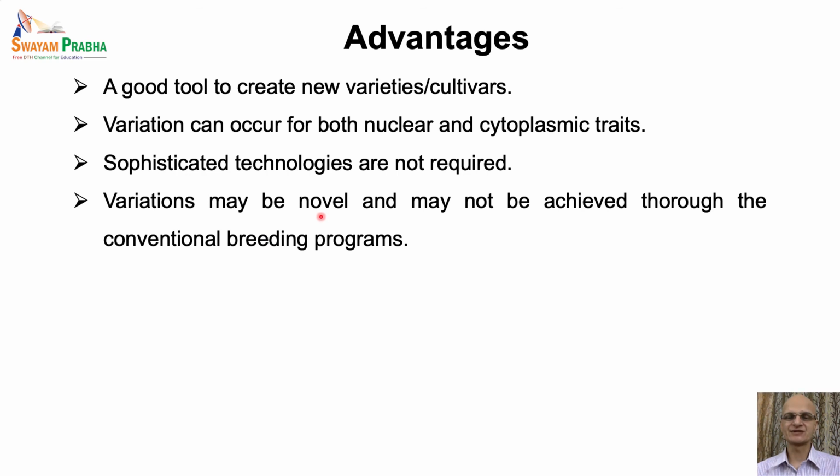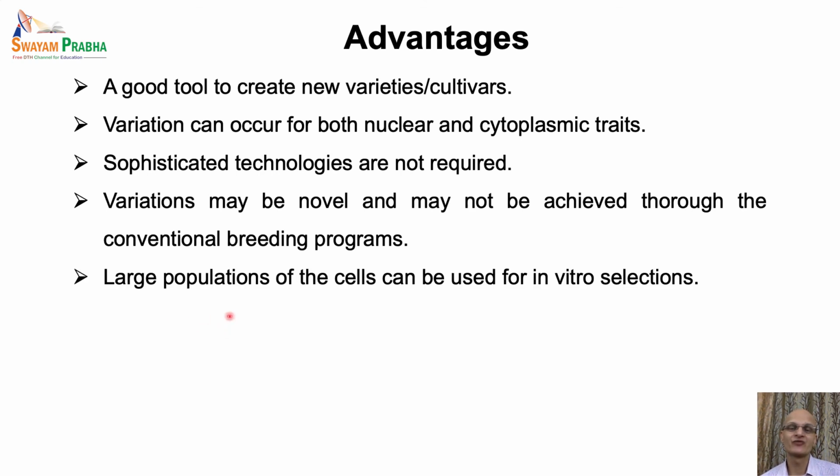Many novel variations that result in novel traits can be achieved through somaclonal variants, which cannot be achieved through conventional breeding, and therefore these methods have huge potential. A large population of cells, in fact millions of cells, can be used for in vitro selection. When a large number of cells are exposed to selective agents like toxins, salt or herbicides, the chances of success for identifying somaclonal variants are also better.